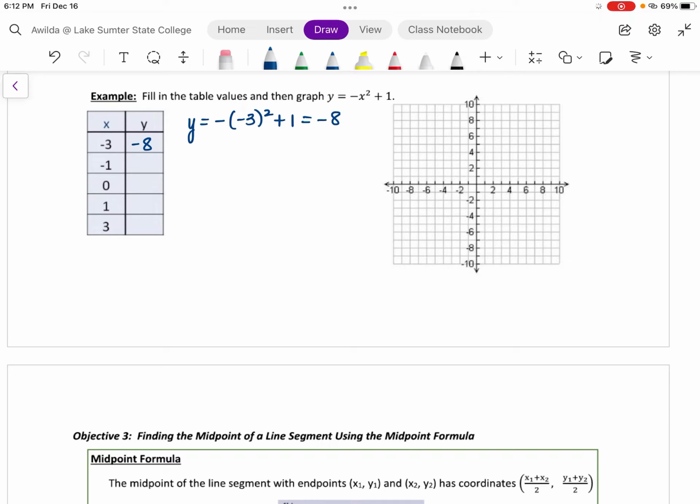Let's go ahead and graph this ordered pair on the graph here to the right. We have negative 3 for x, so that's 3 to the left of the origin, and then down 8 units because we have a negative 8 for the y-coordinate. So that is one of the solutions to this equation. Let's repeat this process with the remaining given x values.